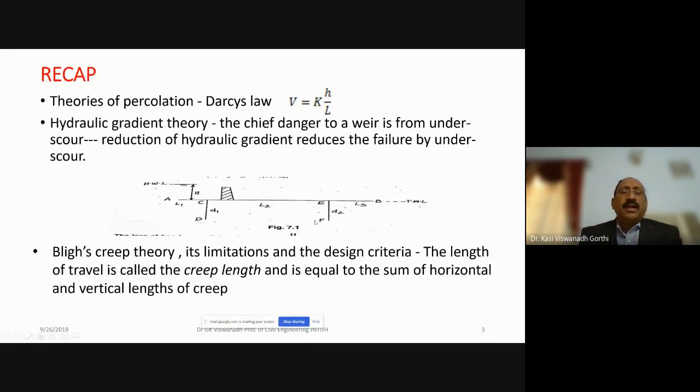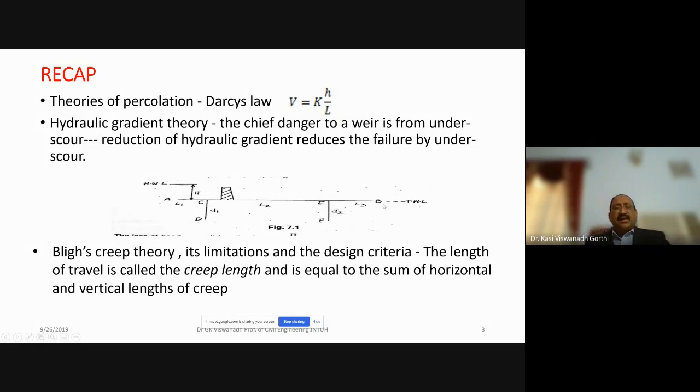If any water particle is starting moving, maybe point A, then it moves. It is assumed that it moves along on the floor from A to C, then from C to D, then takes turn, and from D to C, then C to E, E to F, takes turn, F to E, and then it travels from E to B.